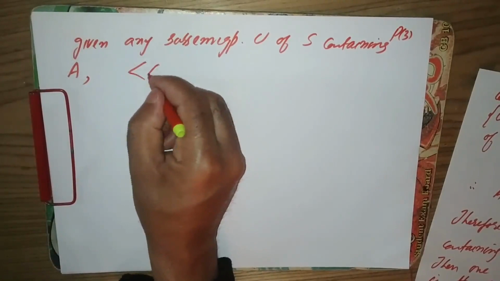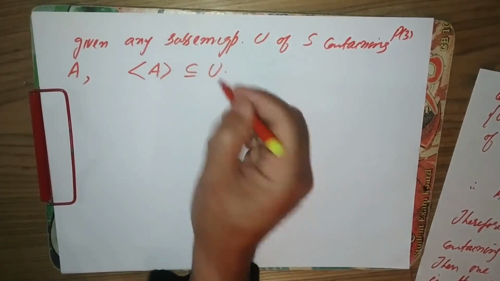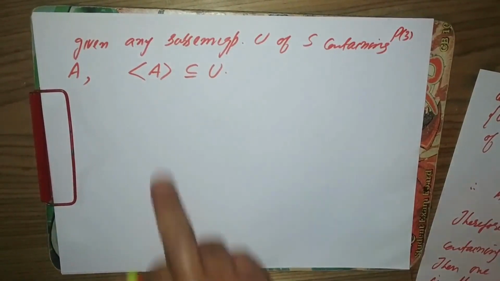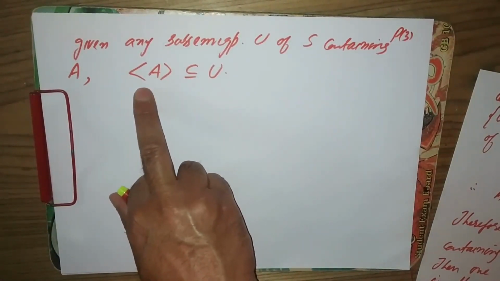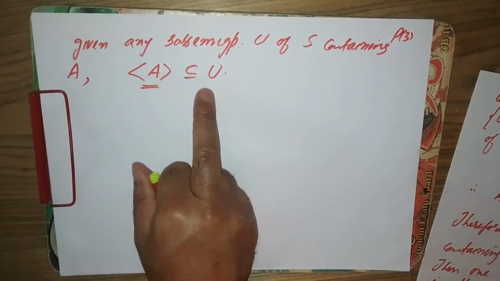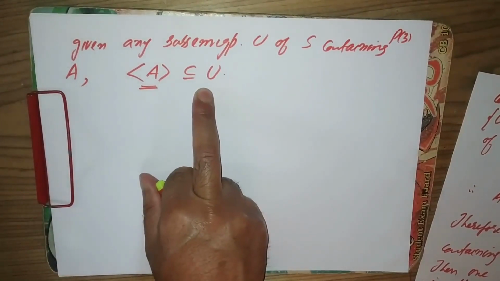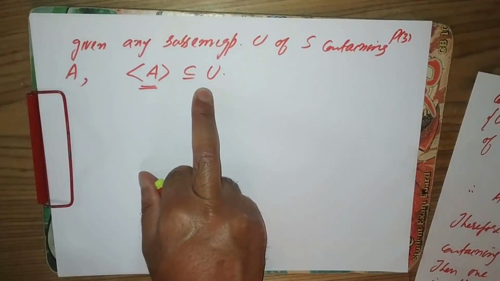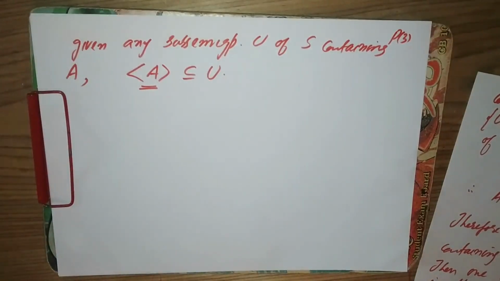this subsemigroup is a subset of U. It's the smallest subsemigroup containing A. That means given any subsemigroup U of S containing A, then this subsemigroup is a subset of U. You can easily verify it. It's not too difficult. And we can see that this subsemigroup is actually the set of finite products of elements of A, which we need to verify.